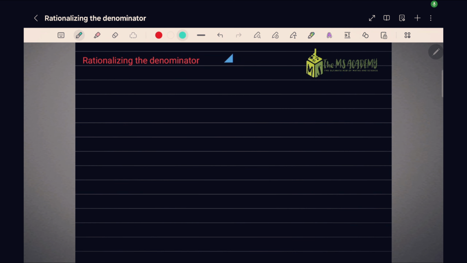Hello guys and welcome to the last part of Surds, that is rationalizing the denominator, and this is the part which most of the students find tricky and difficult, and sometimes they get stuck at various points.